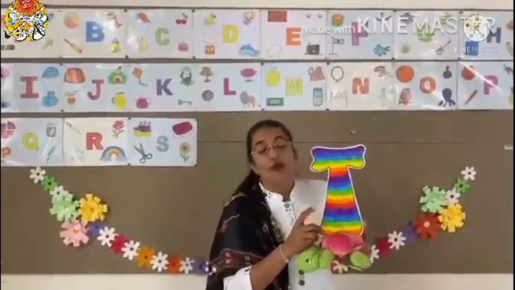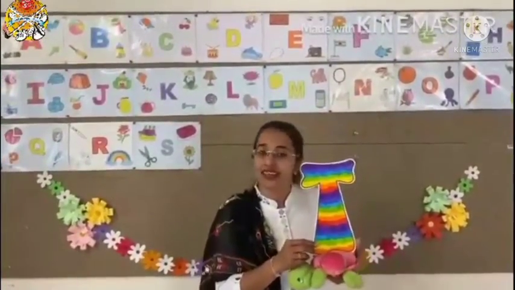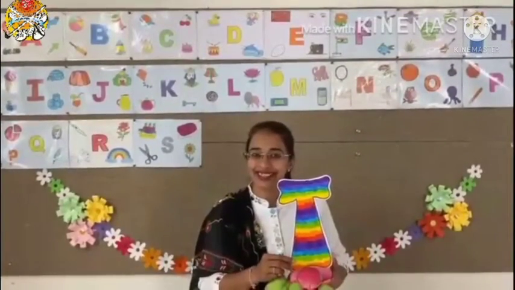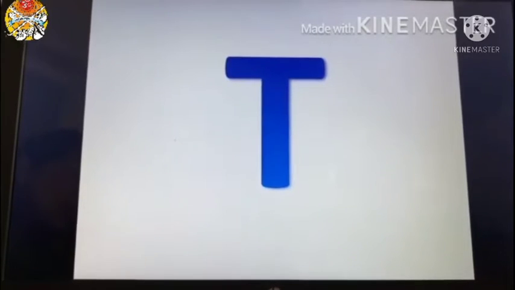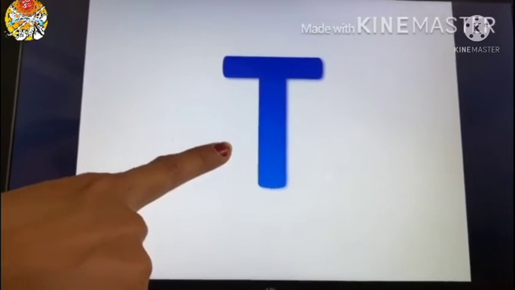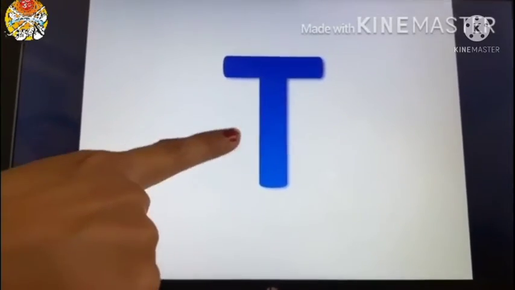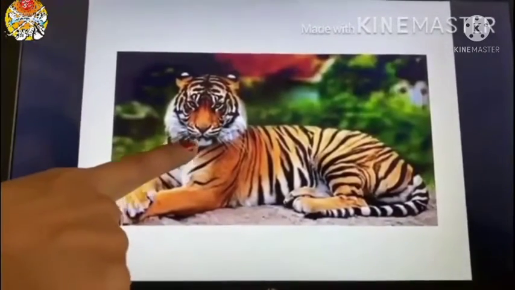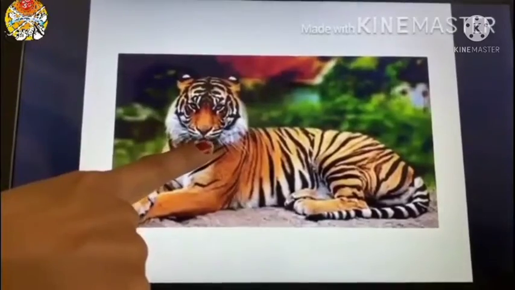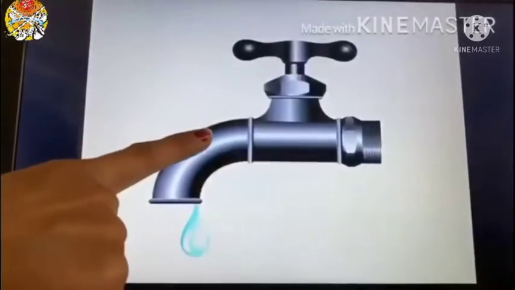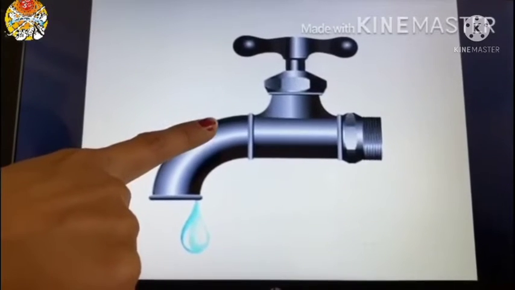Now, related to capital letter T, I will show you one presentation. Look here, children. Capital letter T. T says T. T for tiger. Children, tiger is our national animal. T for tap. This is a tap.